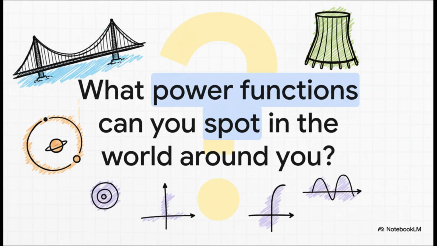So the next time you're out and about and you see the curve of a bridge, or you think about the path of a planet, or even the shape of a cooling tower, ask yourself, could that be a power function doing its thing? Now that you know the code, I promise you, you're going to start seeing these shapes everywhere. So what are you going to find first?